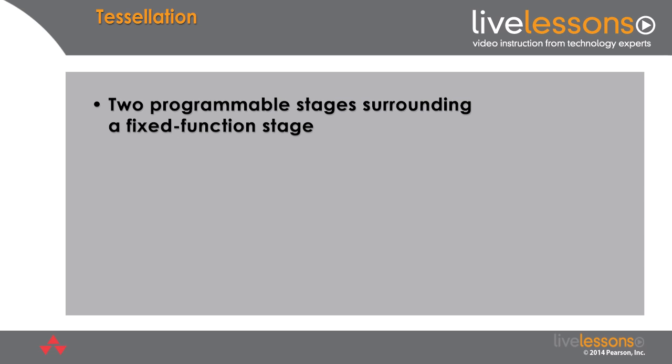Tessellation is the next stage in the pipeline and is actually 3 stages: 2 programmable stages surrounding a fixed function stage. Tessellation is optional, and its job is to subdivide geometry. This is a very powerful feature of modern OpenGL, which allows low poly models to be transmitted to the GPU without sacrificing the quality of high poly rendering.